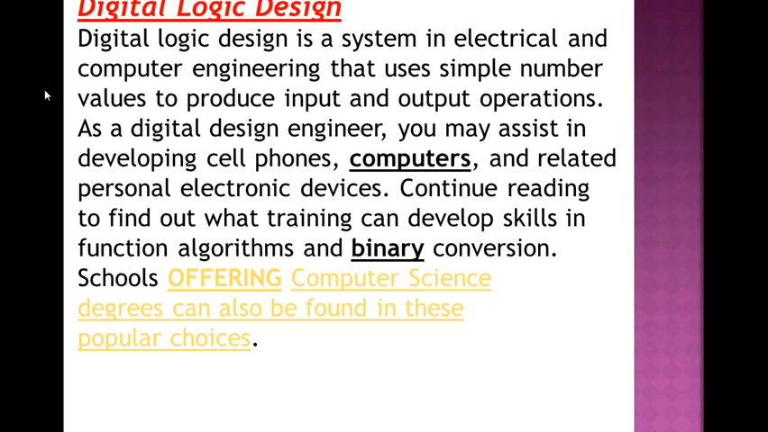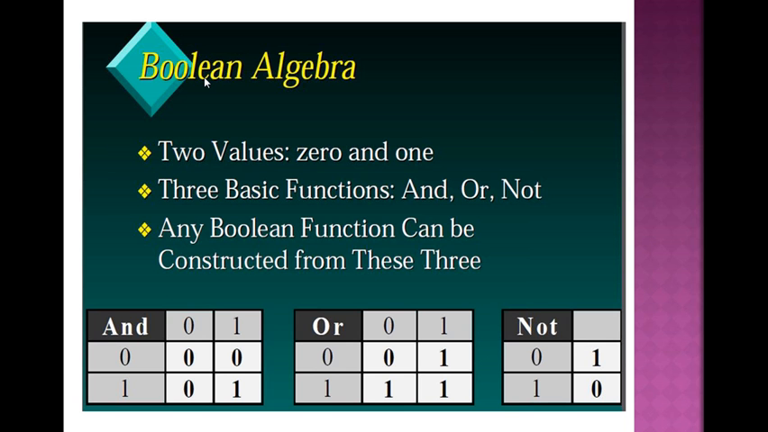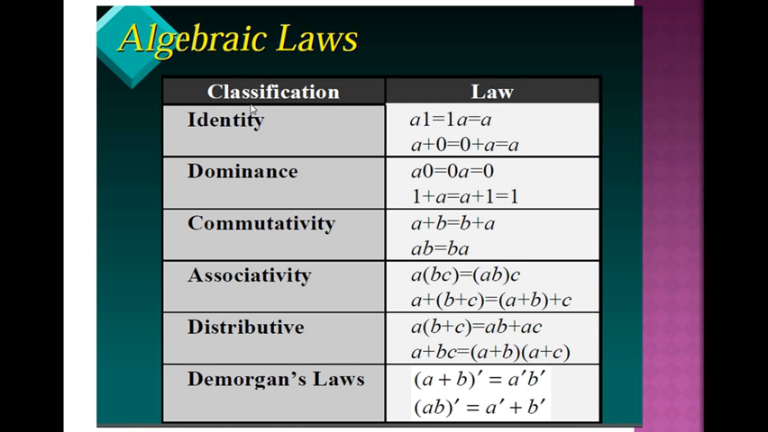As a digital design engineer, you may assist in developing cell phones. For example, if you have knowledge of these designs, they are used in personal usage also. Then we have studied Boolean algebra. What is Boolean algebra? What are the value stores? Then we discussed the different laws available in Boolean algebra like identity, dominance, commutative, associativity, distributive, and the most important is De Morgan's law. Means the plus becomes into and the into becomes plus. That is, AND operation becomes the OR operation and the OR operation becomes the AND operation.